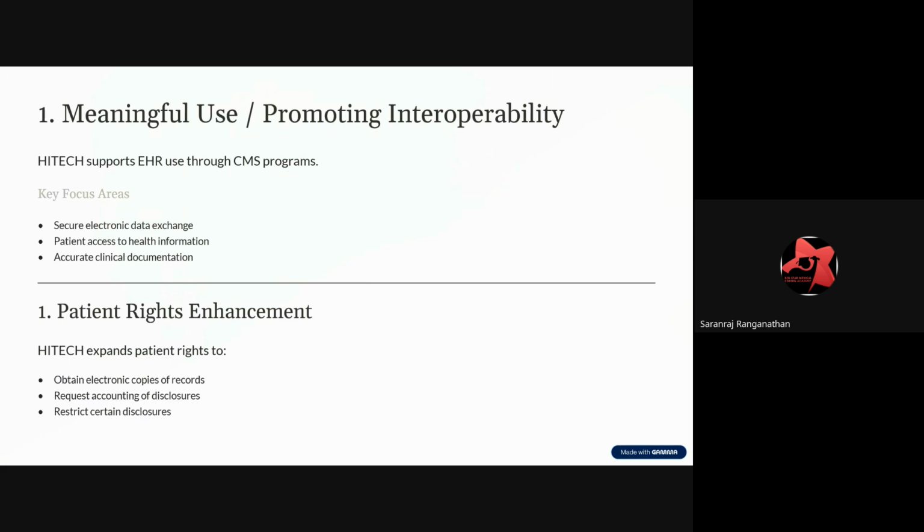There will be a question: is patient rights enhancement done by HIPAA or HITECH? Who is responsible? HITECH is responsible for this. Like that, the questions will come, so you need to be a little careful. You need to think: what is HITECH and what is HIPAA? What HIPAA does is it has compliance. It will maintain, safeguard and protect everything. That is all done by HIPAA.